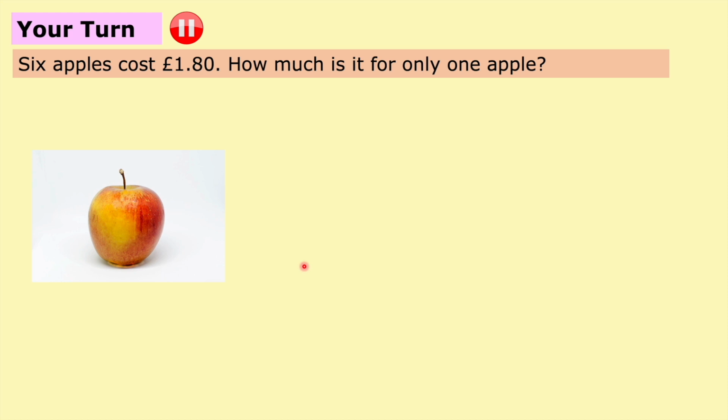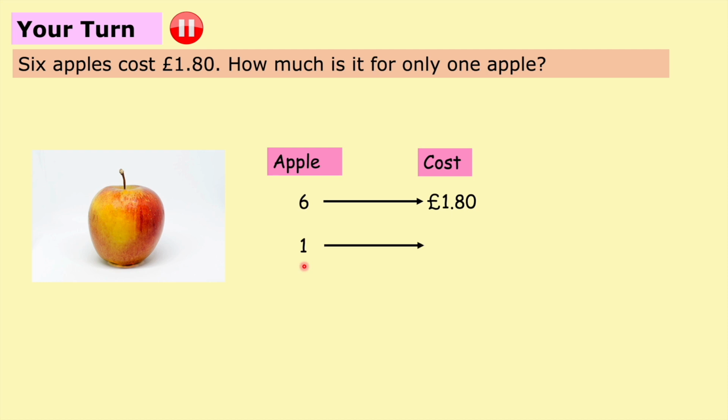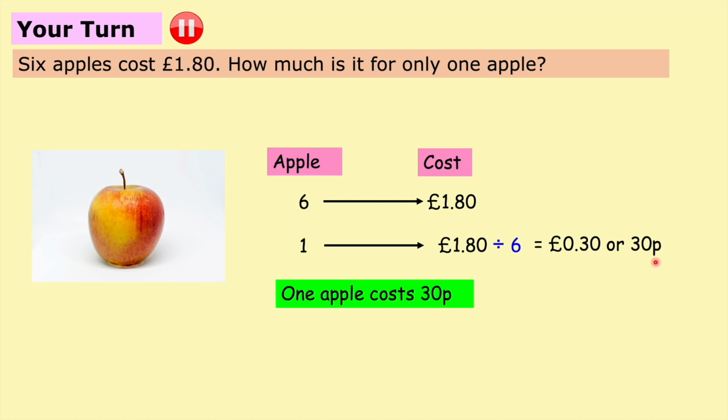Okay, so you will have started out using your two columns. We're dealing with apples and the cost. 6 apples cost £1.80. We're going to find the cost of only one apple. So we're going to take £1.80 and divide it by 6 to get £0.30. This represents 30 pence, or you could just write 30 pence. Therefore, one apple costs 30 pence. So really well done if you got that.